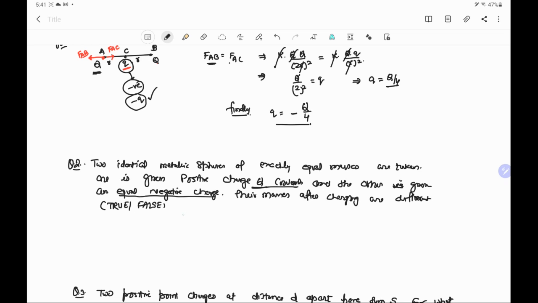As per the question, two identical metallic spheres of exactly equal masses, that means say this is the metallic sphere A, this is the metallic sphere B. They are identical, their masses are the same, and one is given, say A is given positive charge Q, and B is given negative charge Q. Now we have to find whether their masses after charging are the same or different.